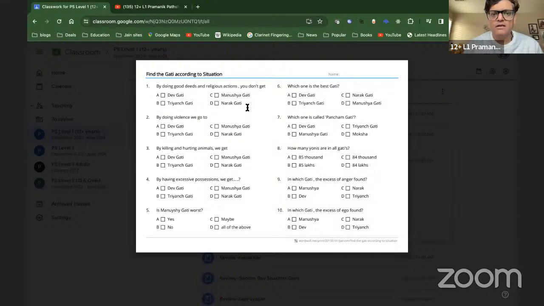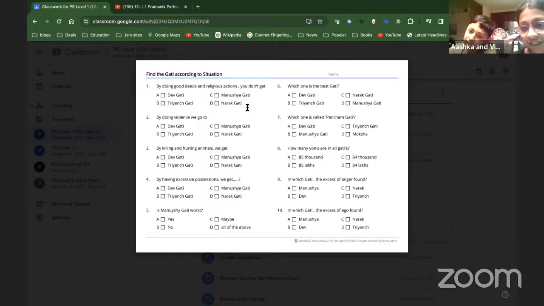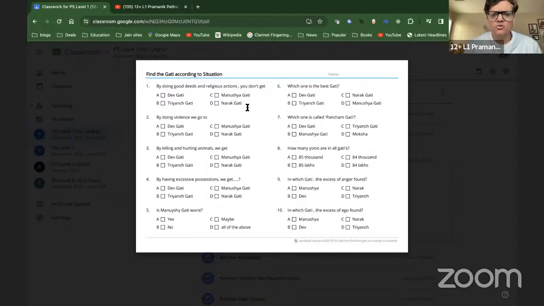Maulik knows it. Vivan or Ashka, do you know it? If you do bad things to other people, if you kill them, where would you end up going? This is a guess, but Tiryanj gati. No, it is Narak gati. Yeah, you could go to Tiryanj gati also, but Narak is important to understand, right? If you do heavy violence, you go to Narak gati. But if you kill and hurt animals, then you become an animal, a Tiryanj gati jeev. That's what it is.